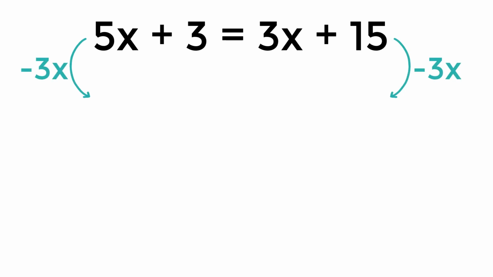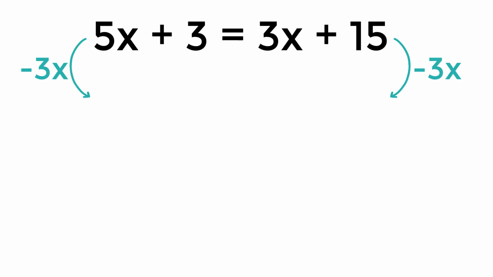First, we subtract 3x from both sides. We choose to subtract 3x because it is the smaller variable term. This brings all the variable terms to one side. Of course, you could subtract 5x as well. However, that would give a negative coefficient, so we subtract the smaller term to keep things simpler.